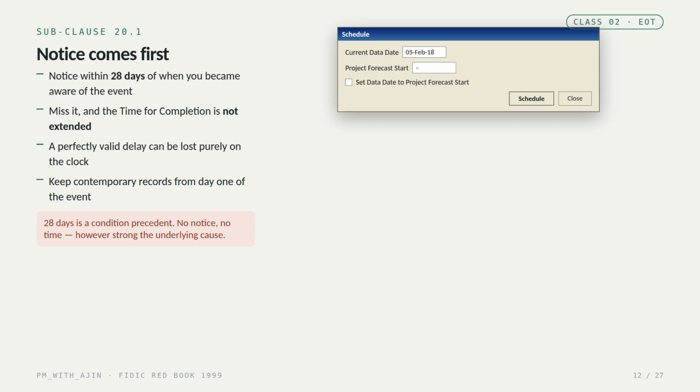Let me say that clearly, because it catches people out. A perfectly valid, well-founded delay can be lost entirely just on the clock. 28 days is treated as a condition precedent. No notice, no time, no matter how strong the underlying cause. So the moment an event hits, you start keeping records.